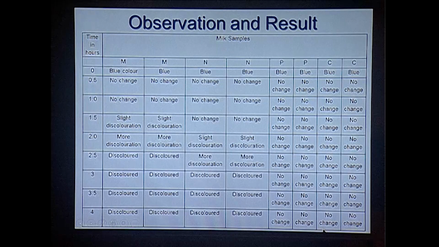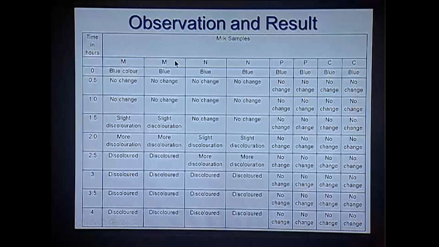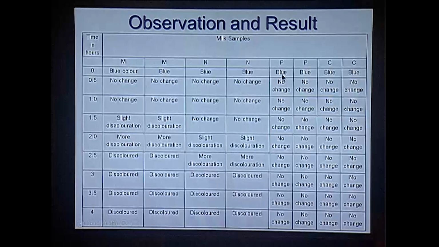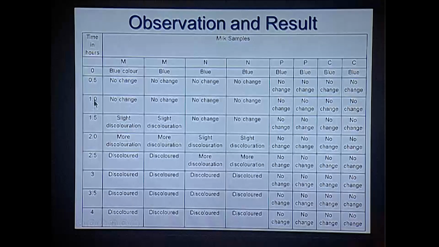We record the observation in a chart like this. Here the time in hours is mentioned, here the milk samples. Since we are taking duplicates of each milk sample, there are 2 columns of M. Similarly for N, similarly for P, and similarly for C. We find that during the different hours, the discoloration takes place.